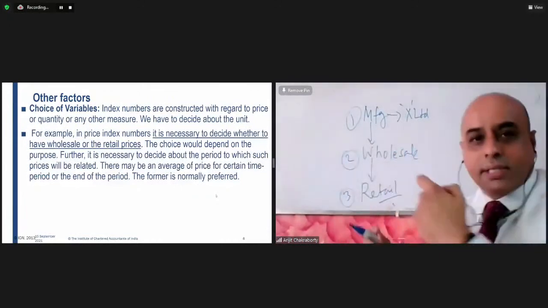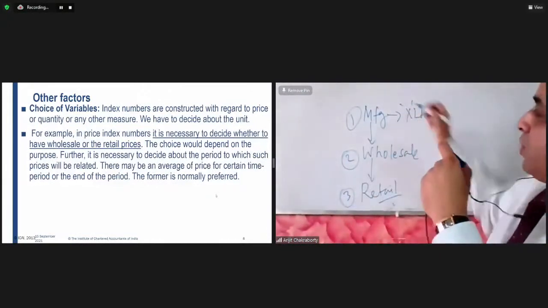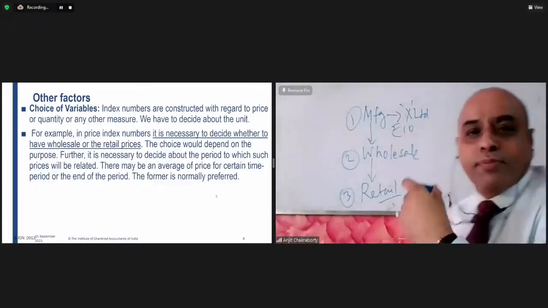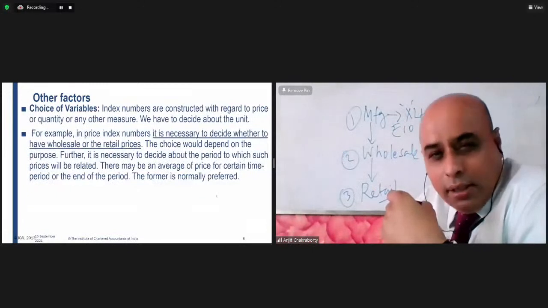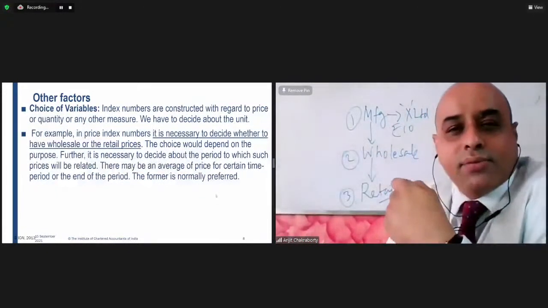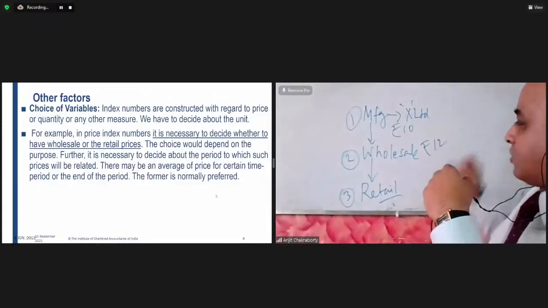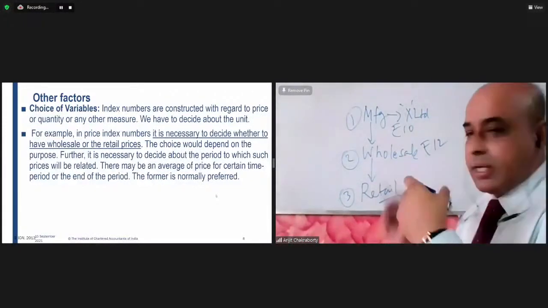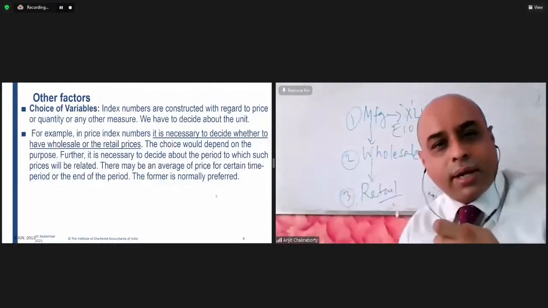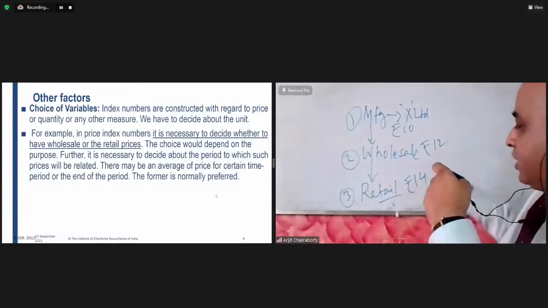So if the cost at the manufacturing point is, say, rupees 10, the wholesale price will be a little higher. They need to have a profit, so say it is 12 rupees. Then the wholesaler will sell it to the retailer also with a particular price, with a profit. So let the retail price be rupees 14.